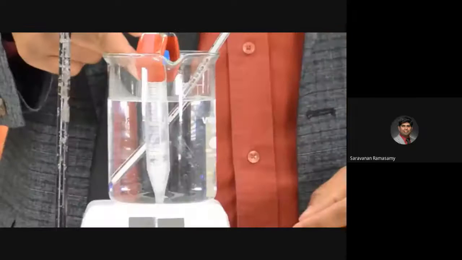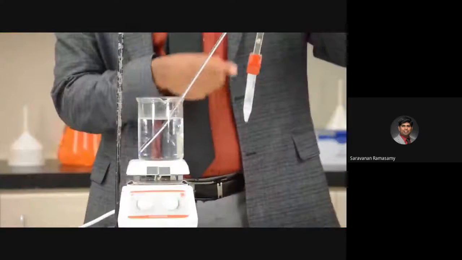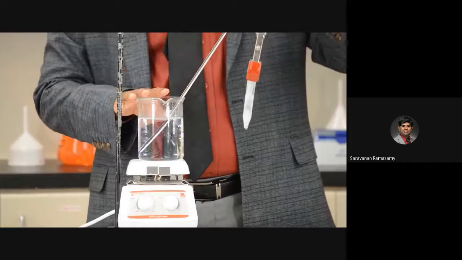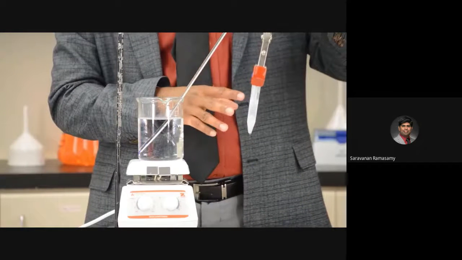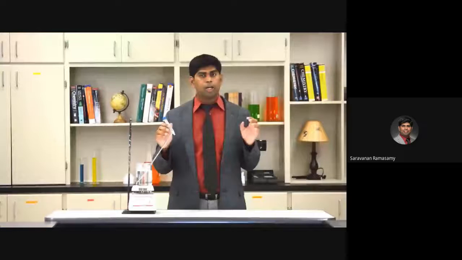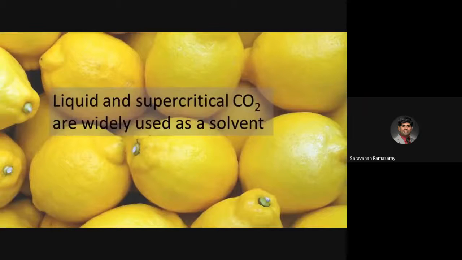It's inside the tube, right? The pressure and a little bit of temperature help to convert the solid carbon dioxide into liquid carbon dioxide. Liquid carbon dioxide is a good solvent used for extraction purposes. Our next experiment is an extraction of limonene from lemon.